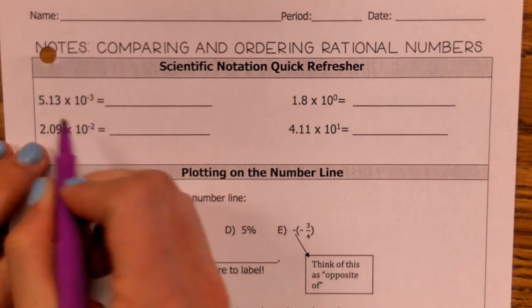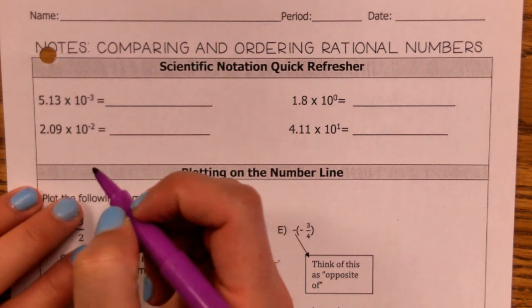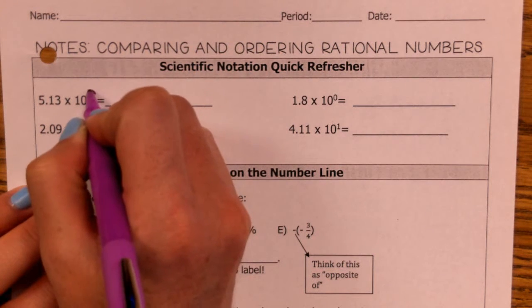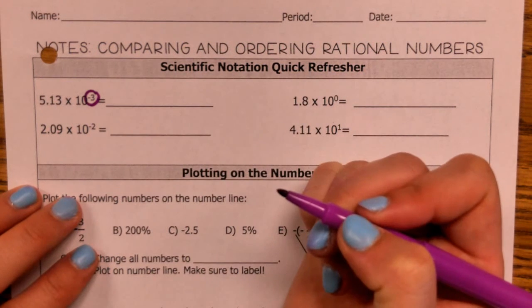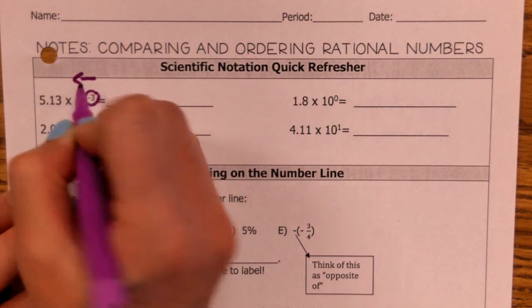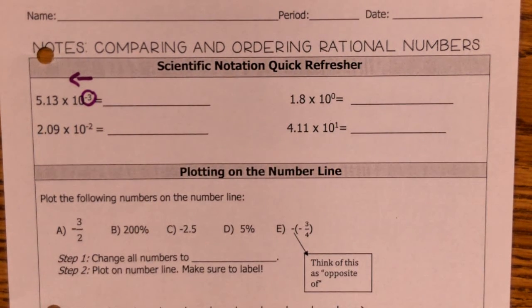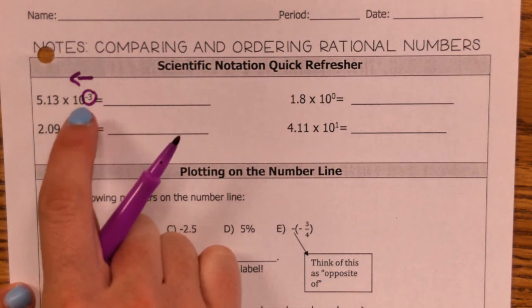Okay, number 1 says 5.13 times 10 to the negative third power. With scientific notation, we look at the exponent on the 10. Positive numbers go towards the right, or they make numbers bigger. Negative exponents move the decimal to the left. So, this says we're going to take our decimal and move it to the left 3 times.